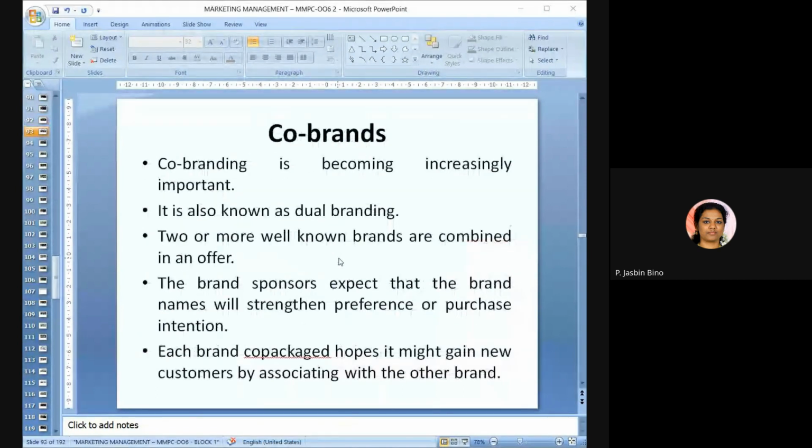Co-branding, or dual branding, is when two or more known brands are combined together. For example, when we buy a Dell PC, it is marked as Intel Inside. Both are joined together in the branding. Each brand cooperates and they are packaged together, hoping to gain new customers by associating with the other brand. Two brands join together and brand their products. That is what is known as co-branding or dual branding.